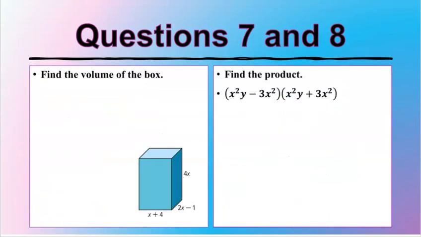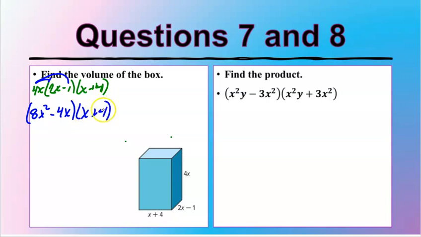Question 7, find the volume of the box. Volume is length times width times height. So I have 4x times 2x minus 1 times x plus 4. We can only do 2 at a time, so I'm just going to distribute the 4x, and that gives us 8x squared minus 4x. Then I'm going to take that and multiply that by x plus 4.